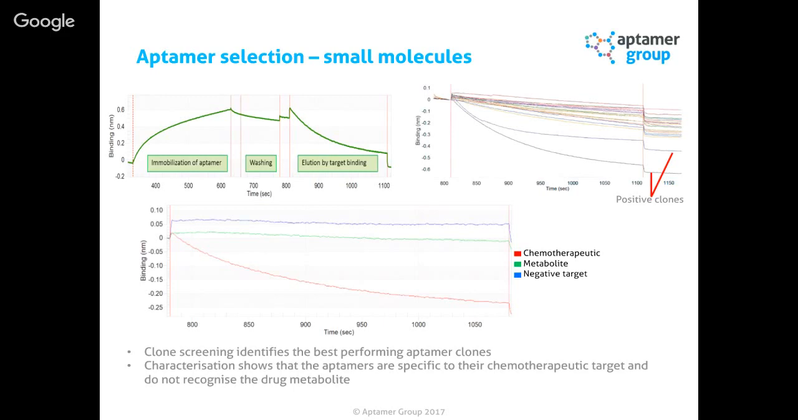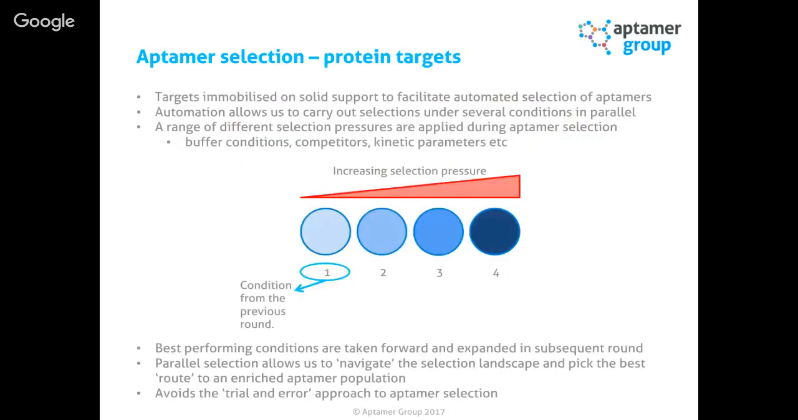And when we go to characterize them further with the data set at the bottom, you can see this target in red interacting with its chemotherapeutic target and being displaced from the surface, whereas the drug metabolite and the negative control have very, very negligible effects. So this shows us that this individual aptamer is specific for its target, it doesn't recognize the metabolite, and it doesn't really have a non-specific matrix effect. So this is an example of a really well-performing aptamer.